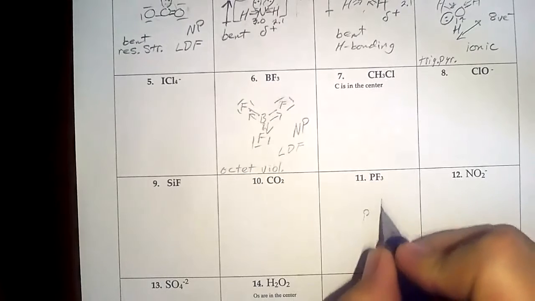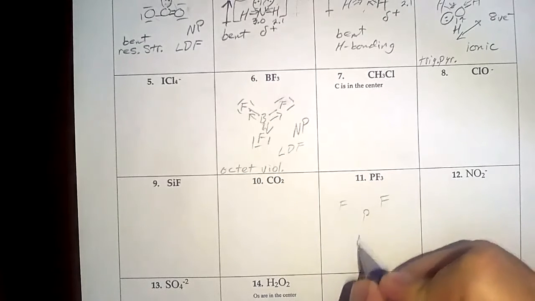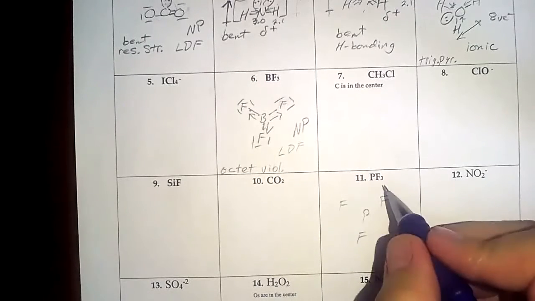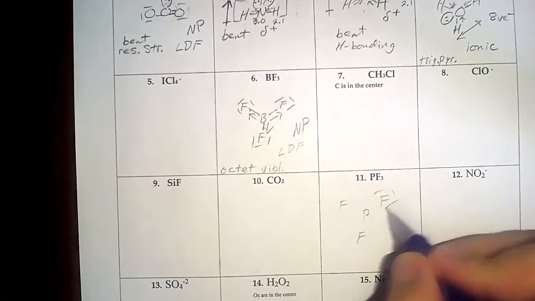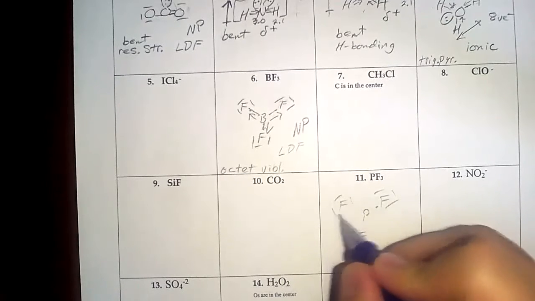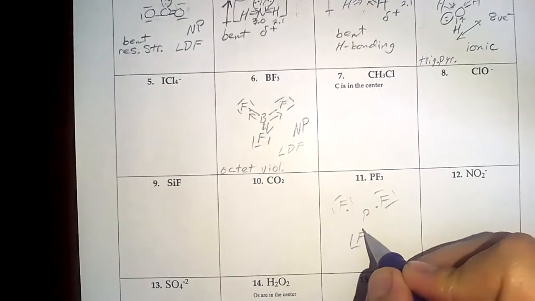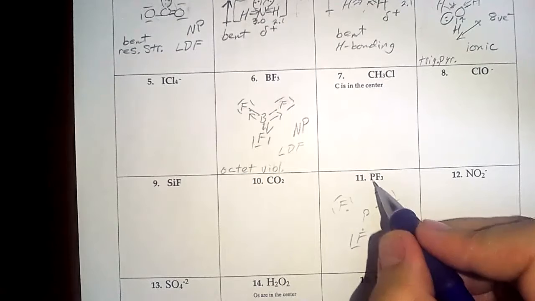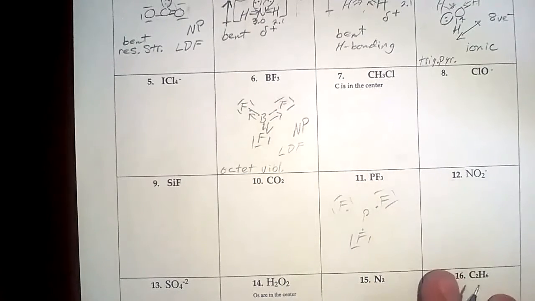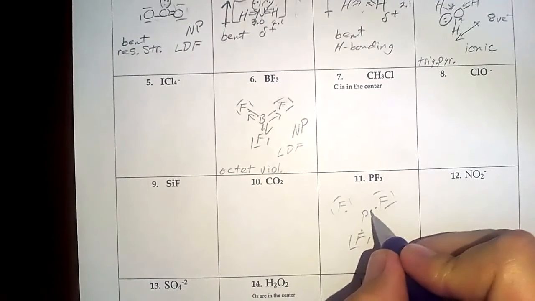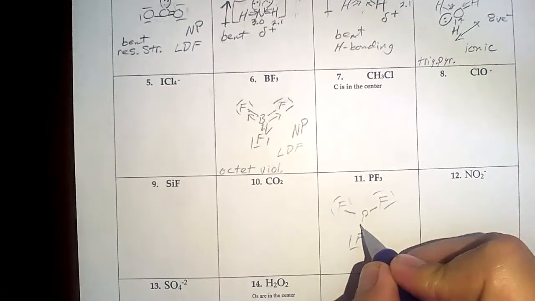How about we do PF3? P, F, F, F, and I'm going to speed up a little bit here. Fluorine, you might remember, is a 7 valence, or go check your chart. Phosphorus is a 5. Go check your periodic table if you forget. And I'm going to use 1 to make a bond, 2, 3.